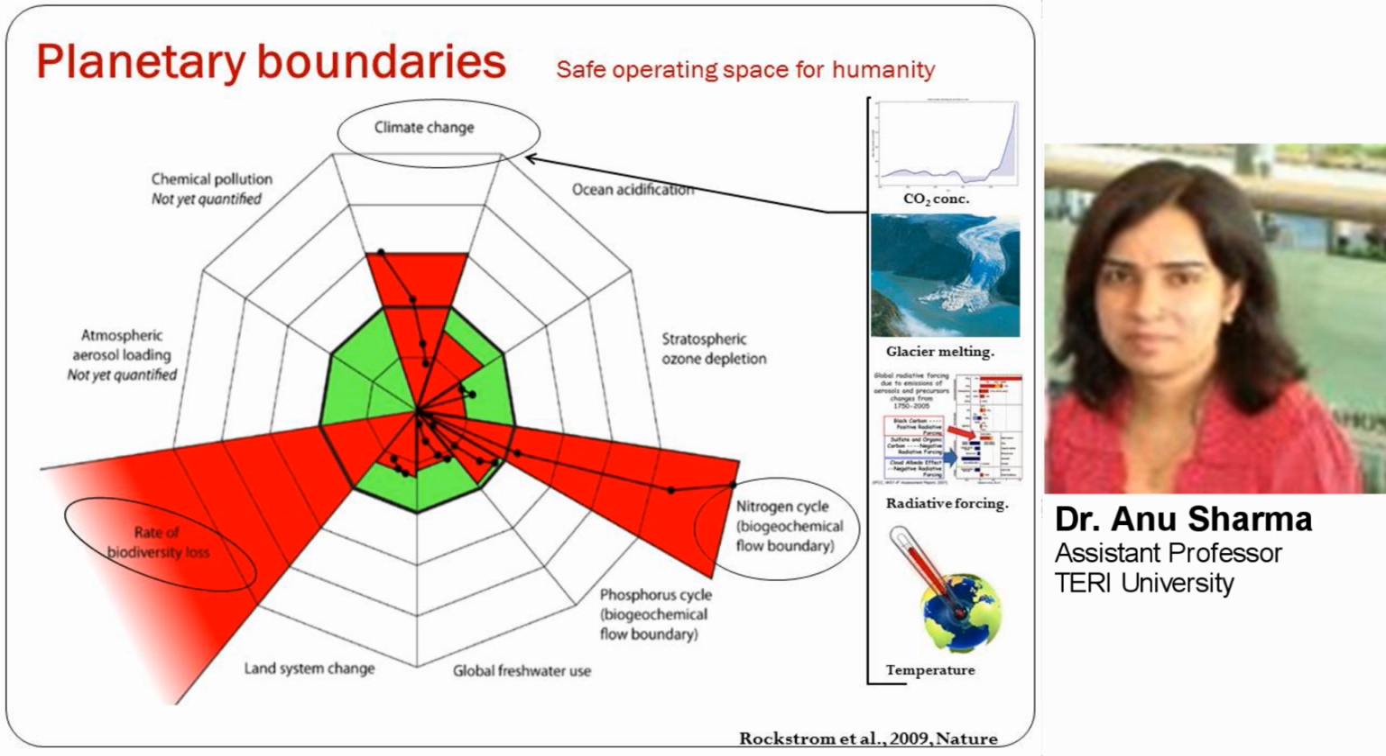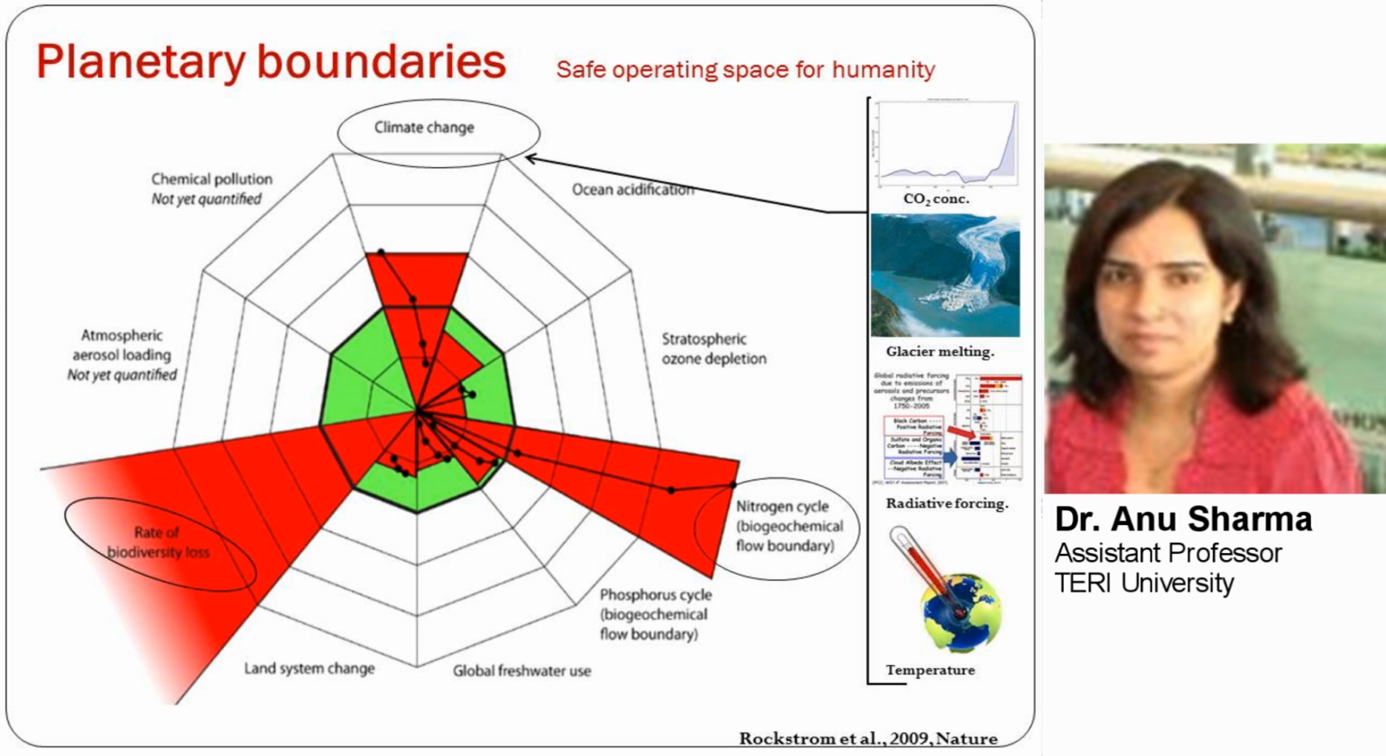So these 10 control variables include climate change, ocean acidification, ozone depletion, nitrogen and phosphorus cycle, global freshwater use, land system change, biodiversity loss, aerosol loading, and chemical pollution. If you look at this figure, you would be able to see the red and the green color. Where we see the red color, that means that this particular control variable has already crossed its threshold.